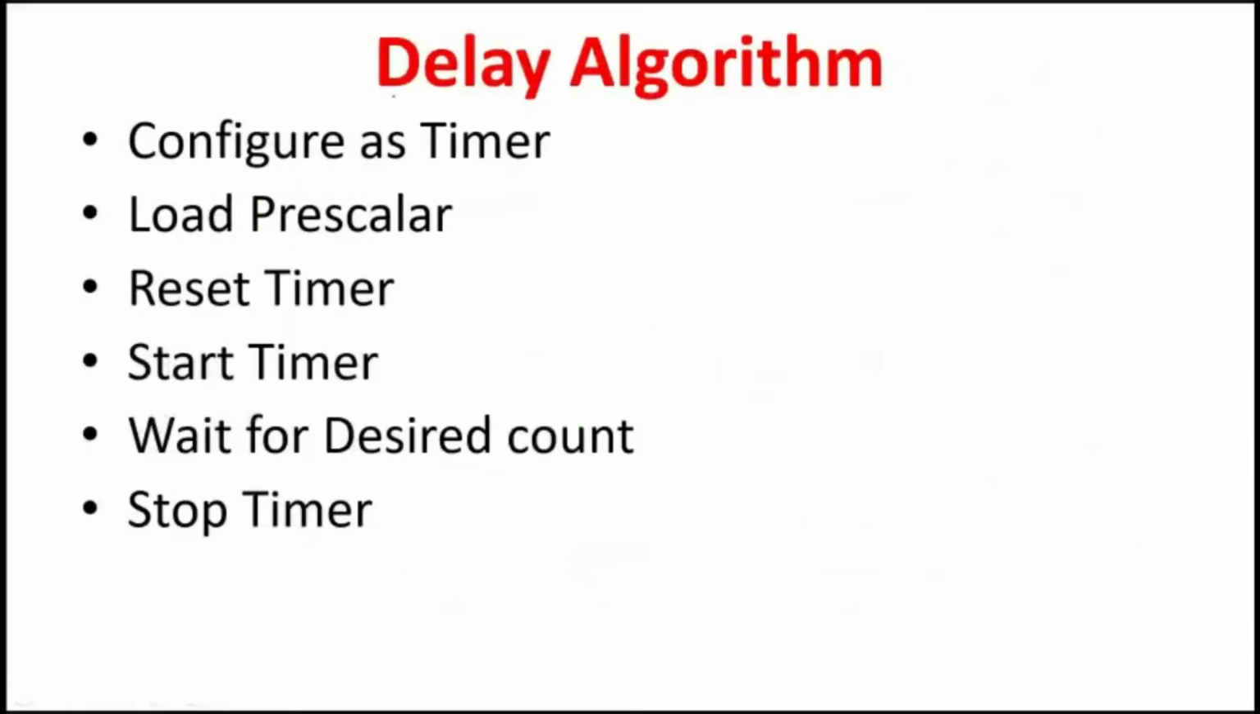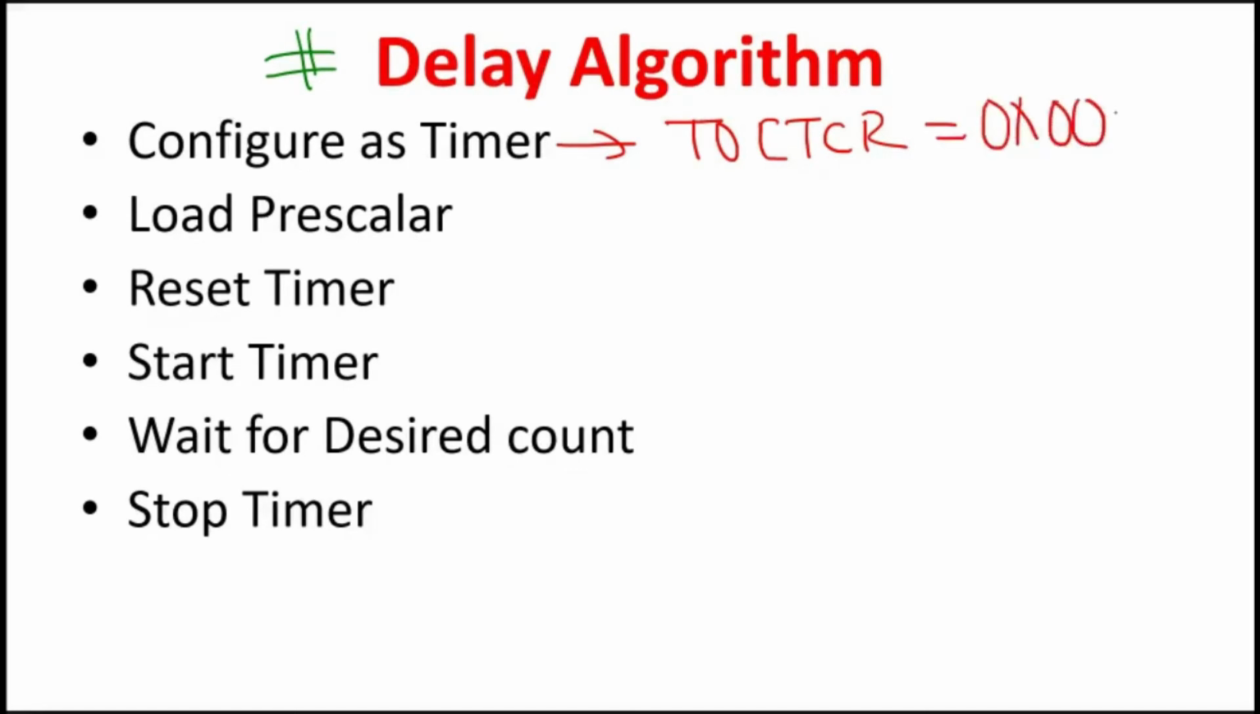Now let us consolidate here. What is the algorithm for creating delays? First, you have to configure your timer counter as a timer. What is the SFR? For timer 0, you have to use the count control register, CTCR. CTCR is equal to hexadecimal 00. When the first 2 bits are 00, it is configured as timer. For 01, 10, 11, it is used as counter. So we are using the count control register as 00.